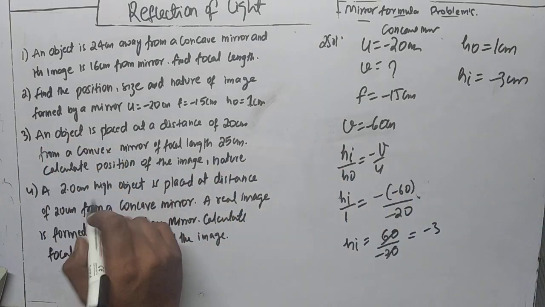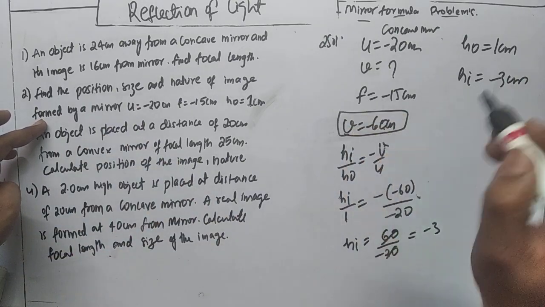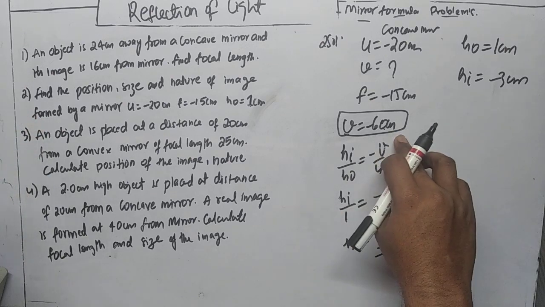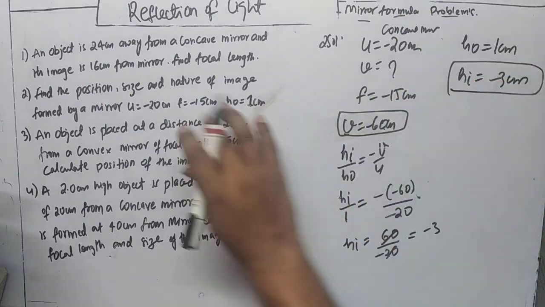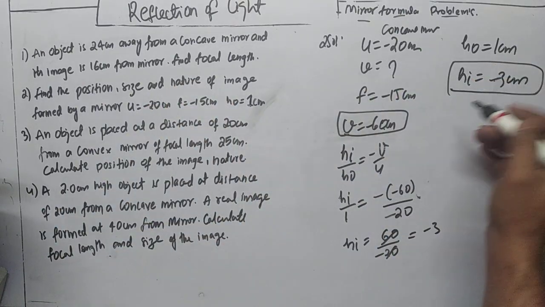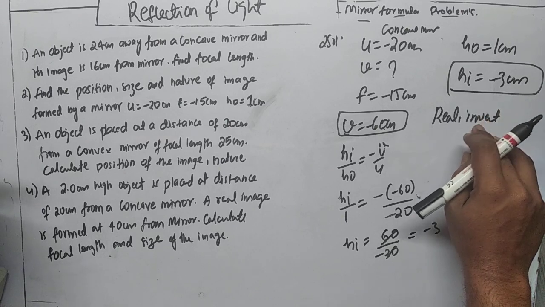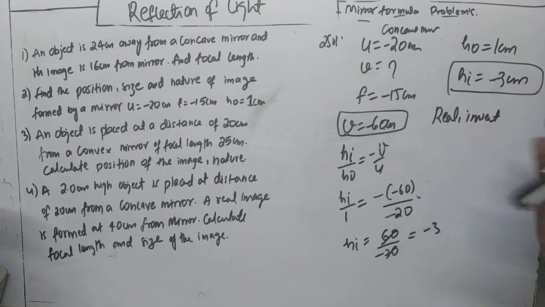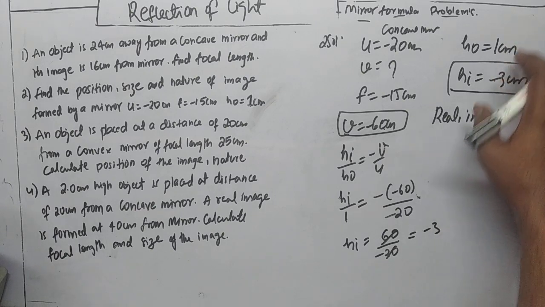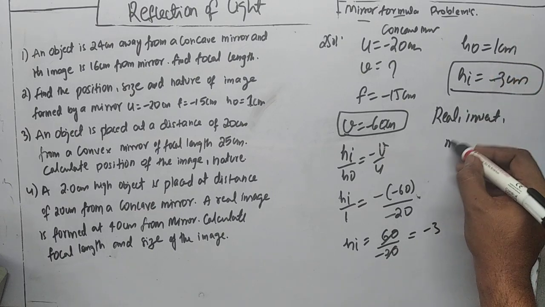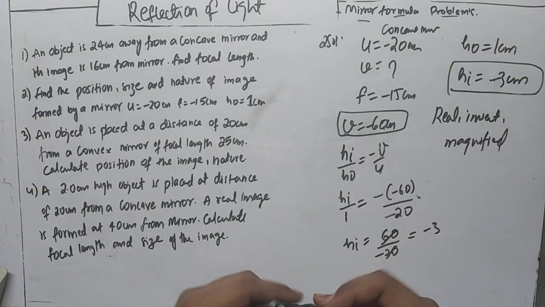He is asking to find the position, size and nature. The position is minus 60 centimeter. The size of the image is 3 centimeter. And for nature, whenever the height of the image is negative, we write real and inverted. The image is bigger and the object is small, since 3 is bigger than 1, so you can say it is a magnified or enlarged image. Okay, so this is the answer.